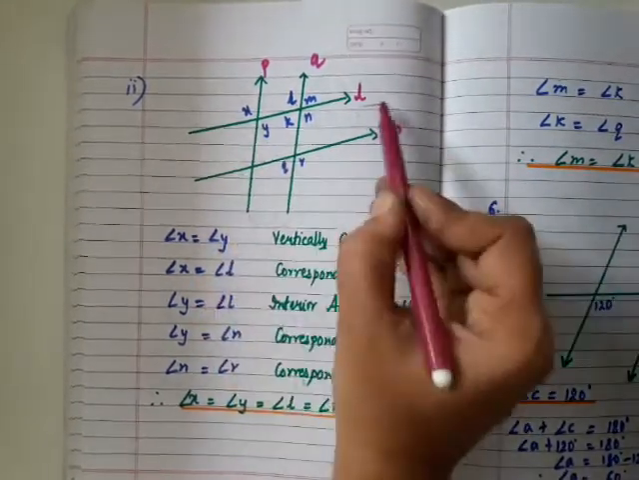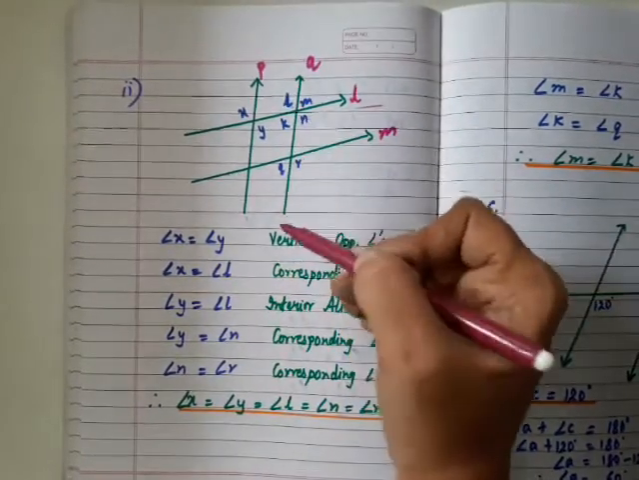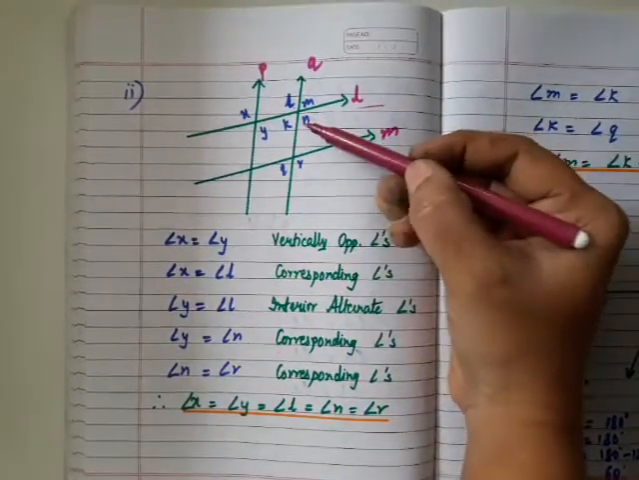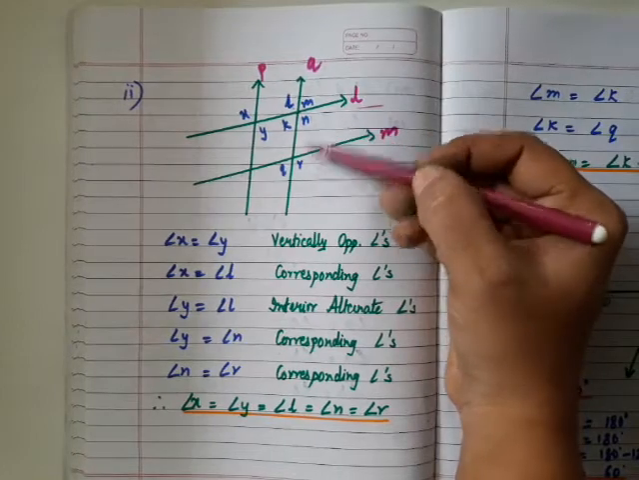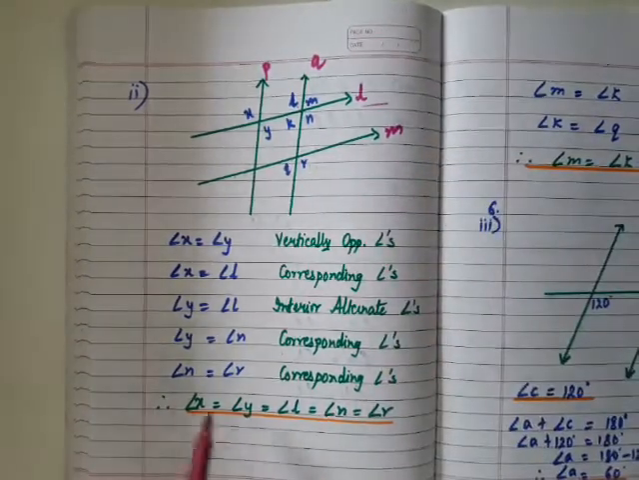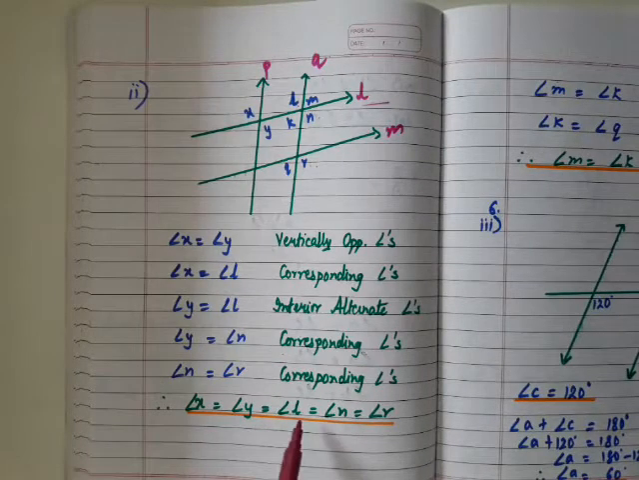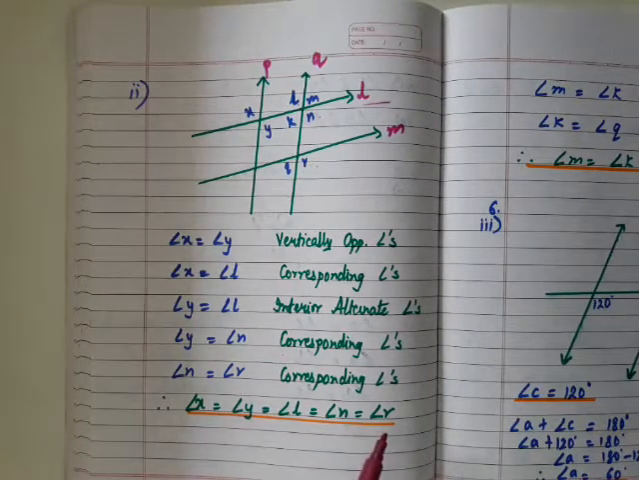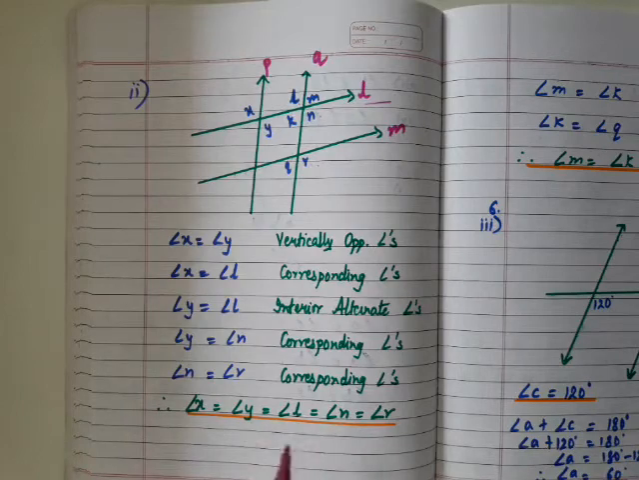Now I'm taking L, M, N are parallel lines and Q is acting as a transversal. So if I see here, N is equal to R. Same thing, corresponding angles are equal. So the angles which you have found equal are X equal to Y equal to L equal to N equal to R. All these angles are equal in some way or the other.